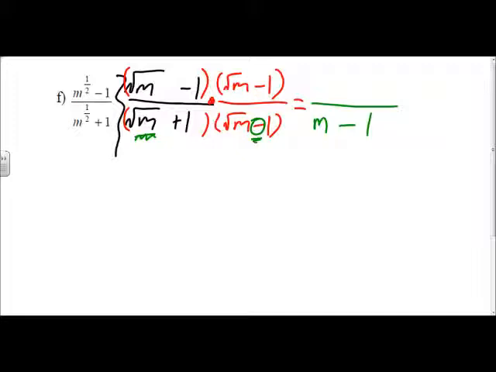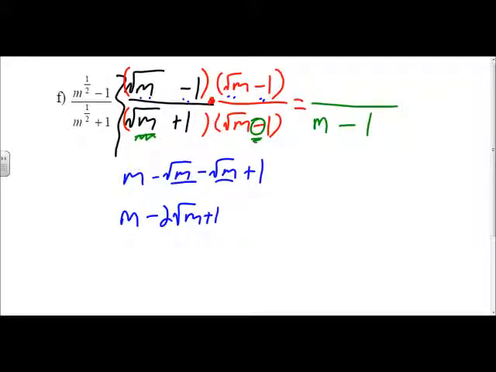Now from here, foiling out the top, square root of m times square root of m is m. Square root of m times negative 1 is minus square root of m. The negative 1 times square root of m is another minus square root of m. Negative 1 times negative 1 is positive 1. Combining our like terms, and we have m minus 2 square roots of m plus 1. And again, when we rewrite this, I like putting the radicals at the end, so I'm going to say m plus 1 minus 2 square roots of m. So in this case, this becomes our final answer.